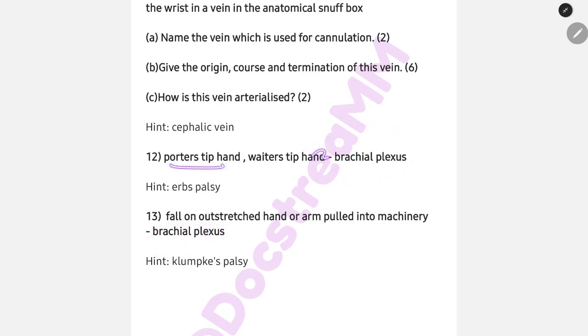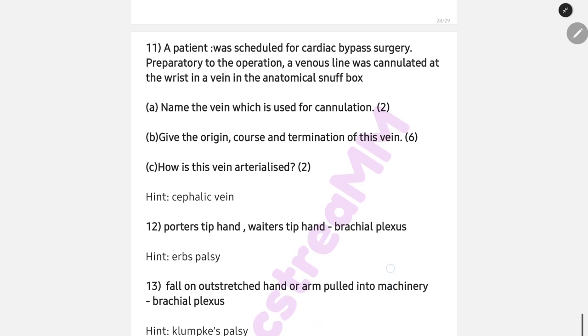Whenever they say porter's tip hand or waiter's tip hand, it is Erb's palsy. If they say fall on outstretched hands or arm pulled, and if you see the sub-questions, if it is about the brachial plexus, then it is Klumpke's palsy.